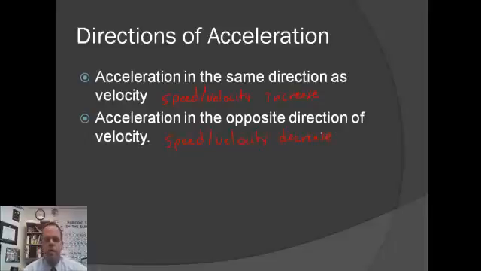So think about if you wanted to stop someone. If they were coming towards you and you wanted to stop them, you'd push them in the opposite direction they're moving. You'd cause an acceleration in the opposite direction, which would cause them to slow down. So whenever you have an acceleration in the opposite direction of motion, the speed or velocity decreases.